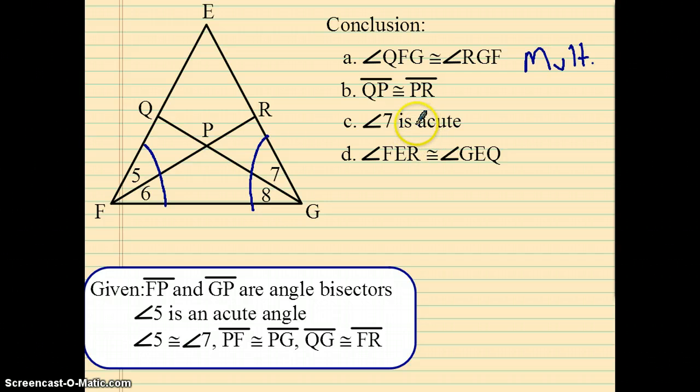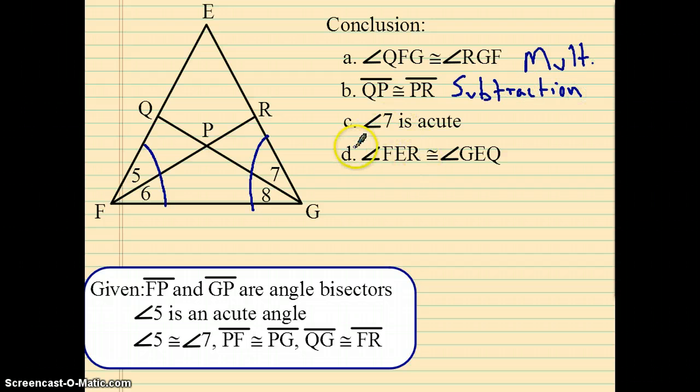Now, part B, once again, QP and QR, we want these little pieces. Well, we know that these big segments, QG and FR are congruent. We know these smaller segments, PF and PG, are congruent. So we can say that this is true by subtraction.